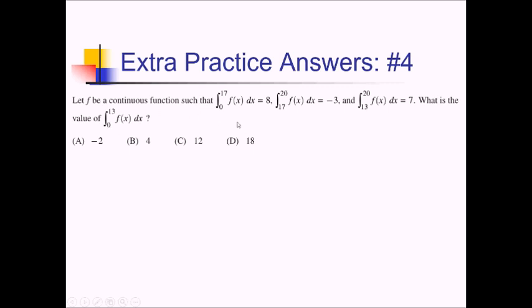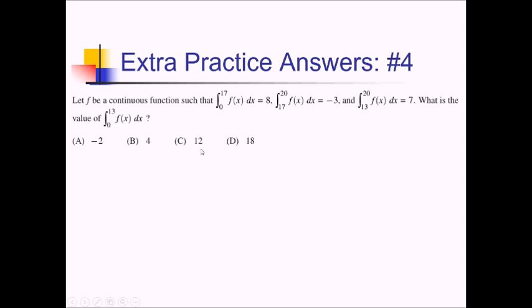So just putting this together, I see that if I were to add these first two areas together, I would end up with the area for 0 to 20. And then if I just subtract this area from 13 to 20, I would get what was left over, the 0 to 13 area. So that's really what I'm going to do here.